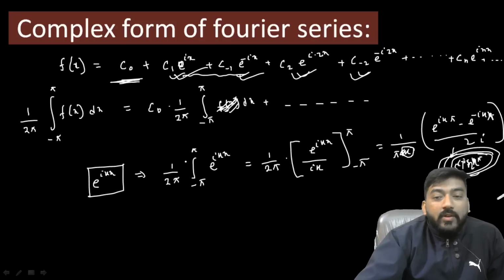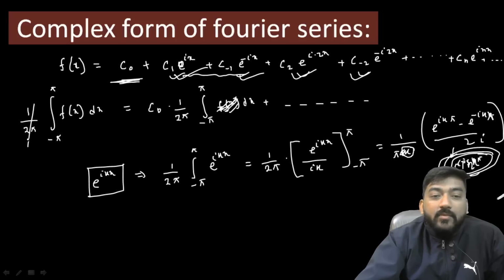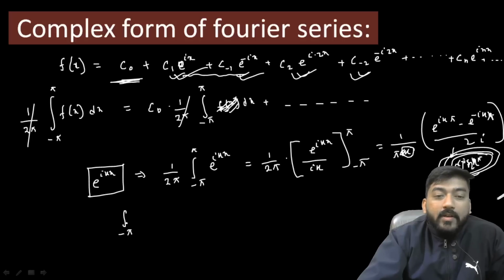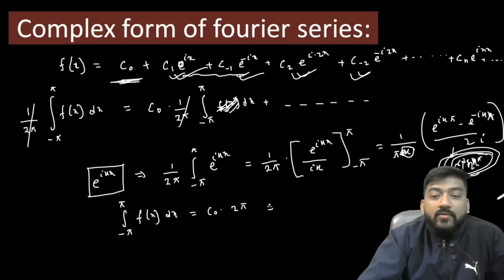So now what will be the value of c0? You can find it: this 1 upon 2 pi, it will be just minus pi to pi f of x dx. So c0 into minus pi to pi dx means 2 pi. So c0 will be 1 upon 2 pi integration minus pi to plus pi f of x dx.